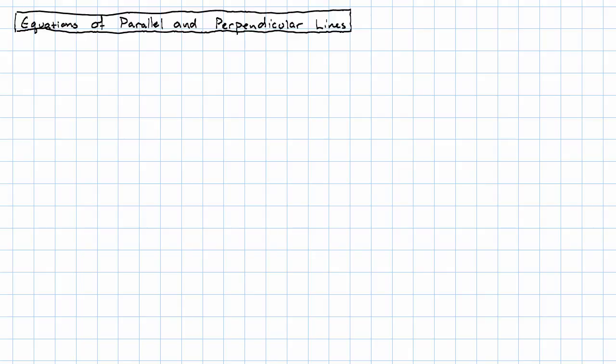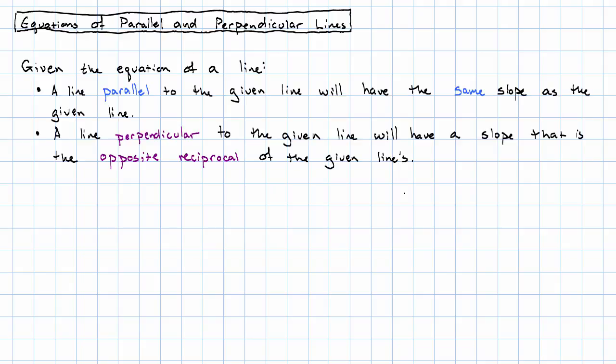One situation in which we want to write down an equation of a line with a given slope through a given point is when we want to write down the equation of a parallel or a perpendicular line to a given line. So recall, we know about the slopes of parallel and perpendicular lines. Given the equation of a line, so we know the slope of the given line, a line parallel to the given line will have the same slope.